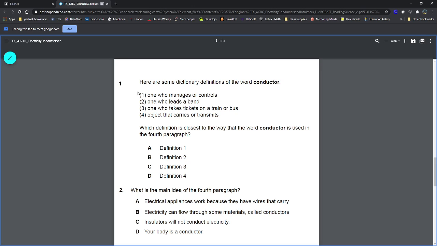Like when you text somebody, you send them a text message, you're transmitting a message from your phone to their phone. So you're sending it from one place to the other. A band, like people playing instruments and stuff.